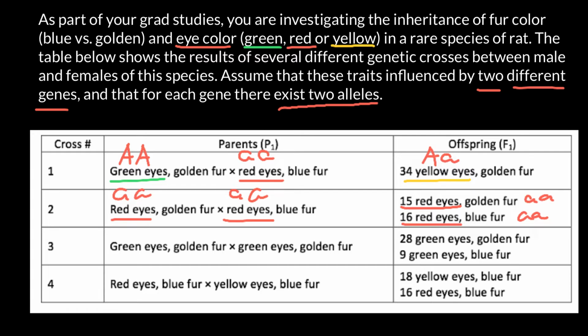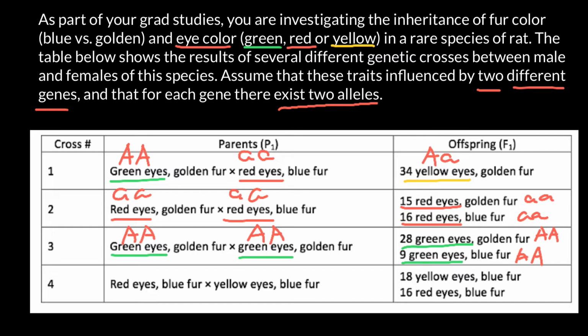Let's now analyze another example. One mouse has green eyes, another one has green eyes, and we know that green eyes is the homozygous dominant genotype. If we cross two genotypes that are both homozygous dominant, of course 100% of the progeny would also have the same eye color and the same genotype, capital A here and capital A here.